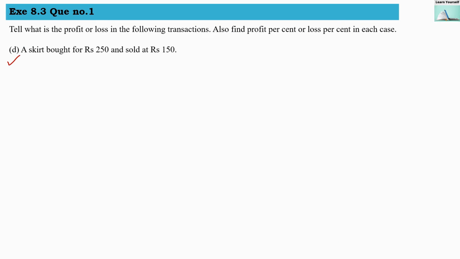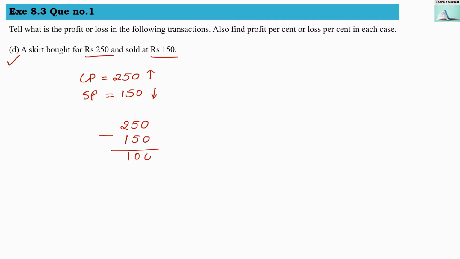Our numerical D. A skirt bought for rupees 250 and sold for rupees 150. So our cost price is 250 and our selling price is 150. As we can see here, selling price is less compared to cost price. So this is a loss, and to find out how much is the loss, we have to subtract this. So 250 minus 150, we will get here 100 rupees. So 100 rupees will be the loss for this transaction.